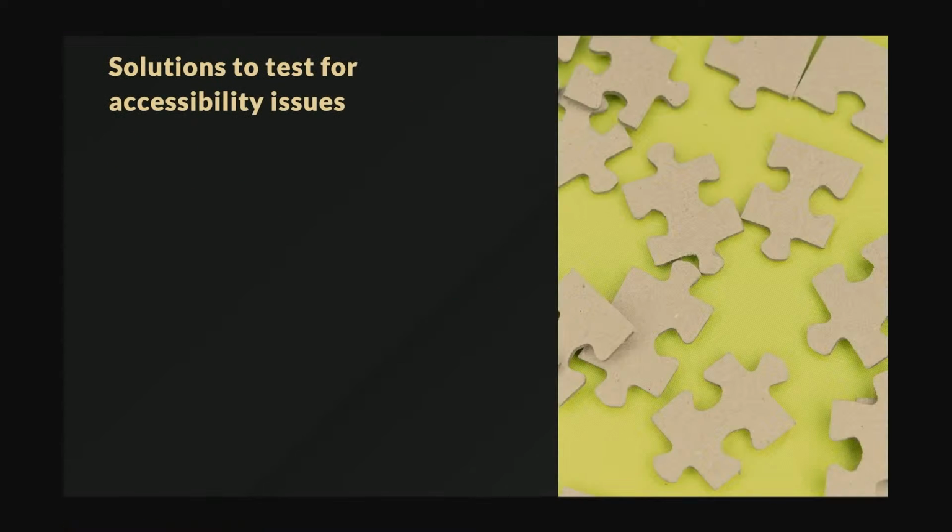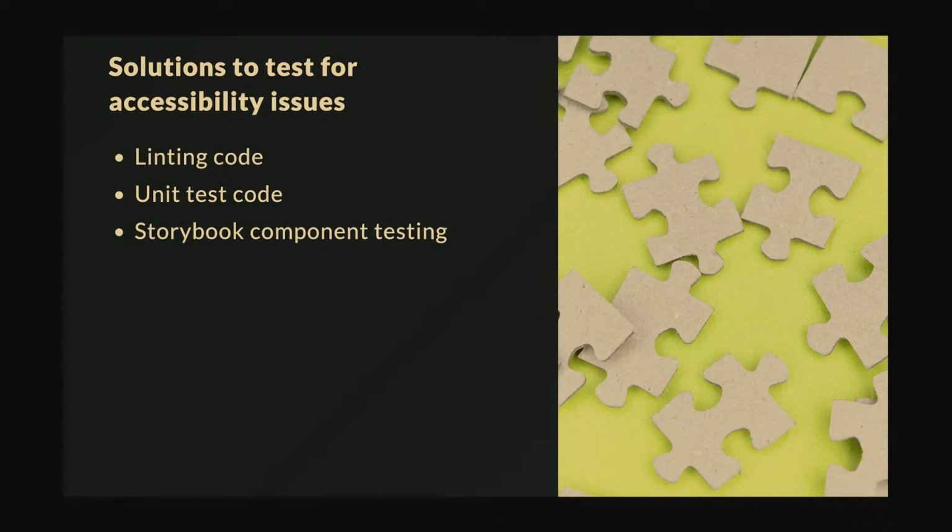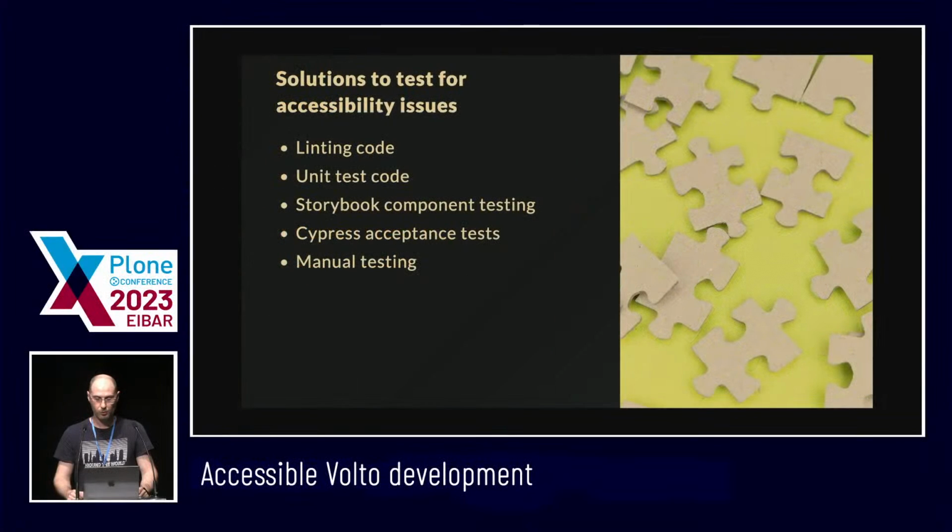Okay. Now that we've got that out of the way, let's talk about solutions to test for accessibility issues and what we have on our hands. First of all, we have the ability to lint our code. We have the ability to write unit tests that can also integrate accessibility testing. We can test even in Storybook components and also in our Cypress acceptance tests. But all of this is nothing compared to what we can do whenever we get to manual testing.